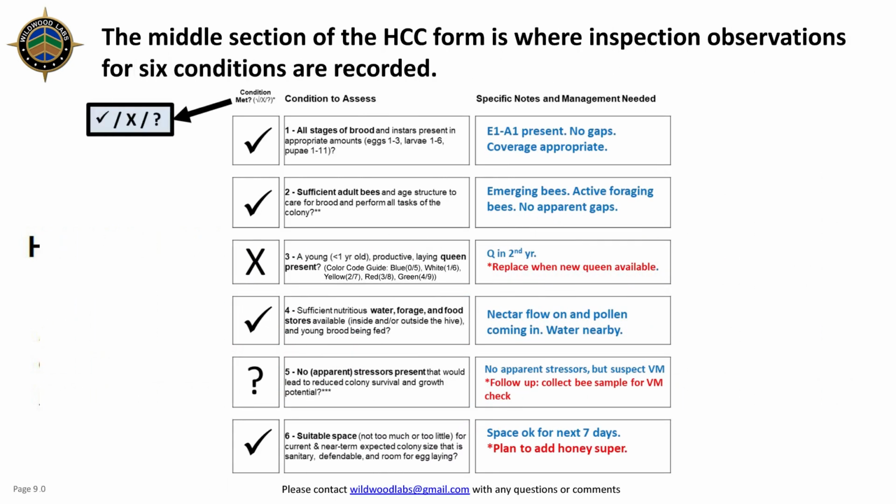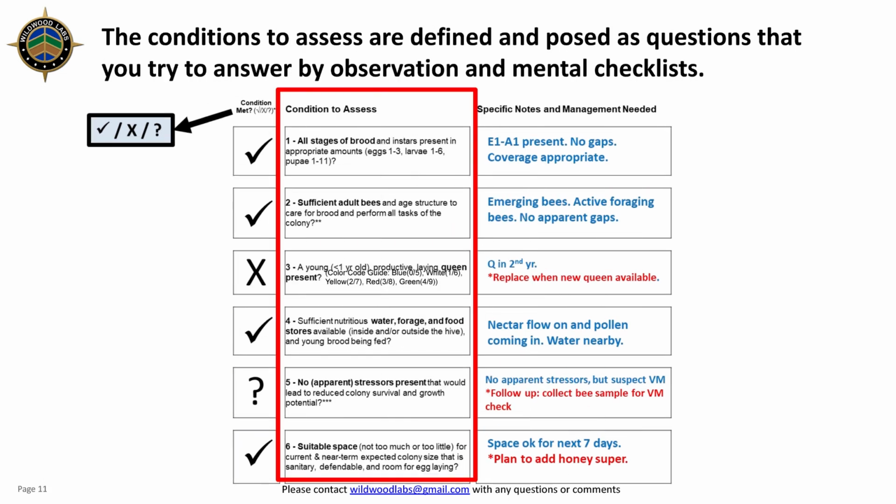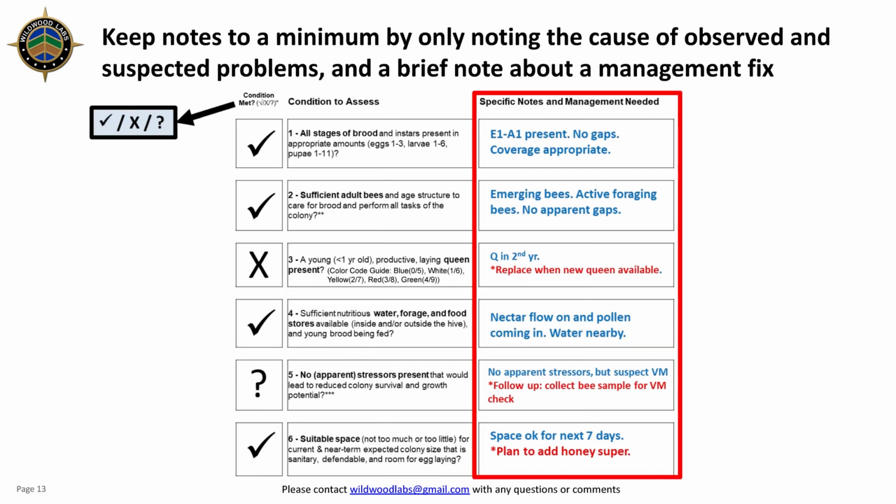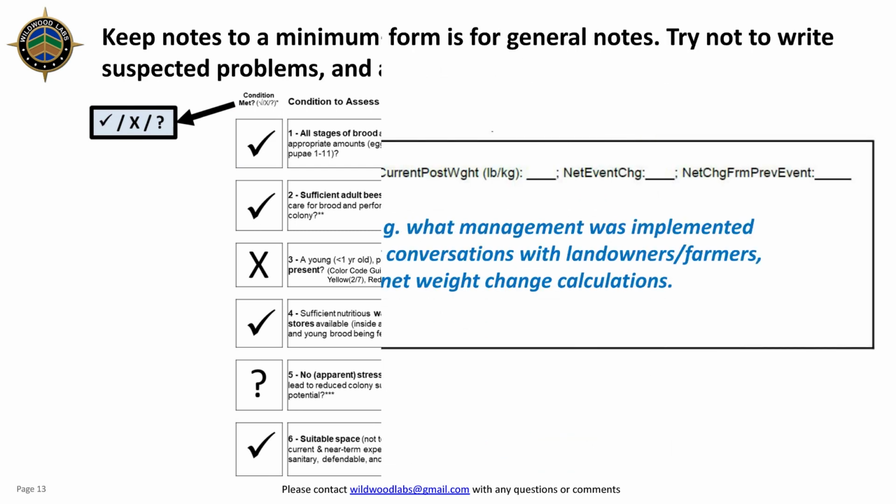The middle section is comprised of checkboxes to check the status of the 6 conditions of a healthy colony. The conditions are presented as questions. Keep track of your observations about each condition with a mental checklist until you are satisfied that each condition question can be answered. Your goal is to answer with a yes or no answer in the boxes to the left side of the conditions. Yes is recorded as a check mark, and no is recorded as an X. In the space to the right, there is space to include brief notes on any problems you observed. Also, possible solutions can be noted here as well.